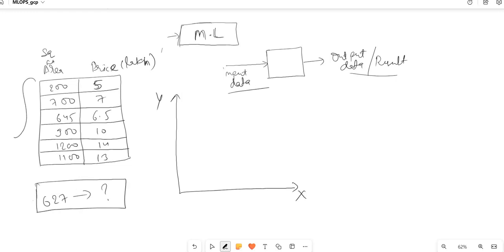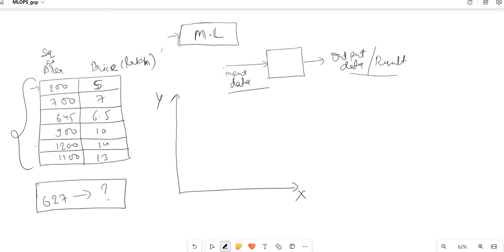In our data, we do not have 627 square feet. We have 645, 700, 200, 900, 1200, 1100, but not 627. But I want to know the price of a 627 square feet house. How would we do that? For that, we need to formulate something and change the data in such a manner that I can get any square feet area from 200 to 1200, or even more than that.